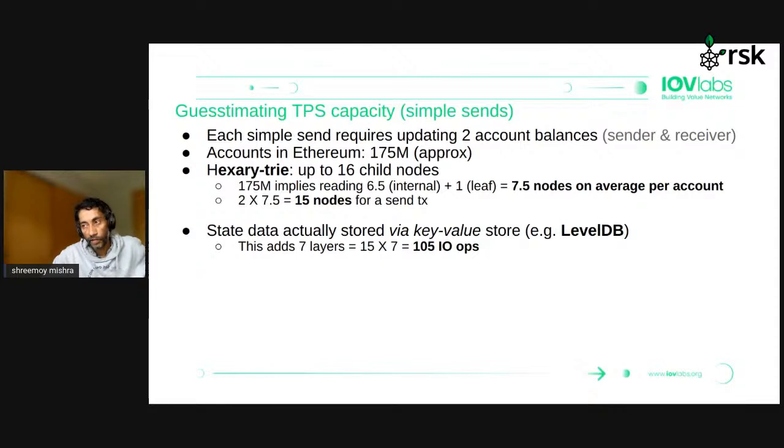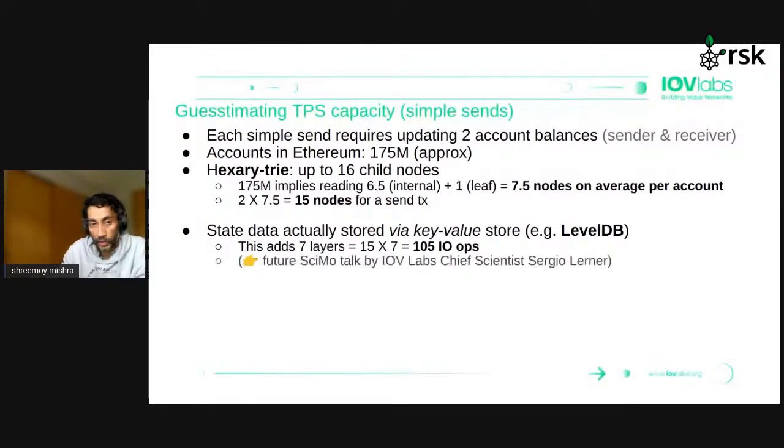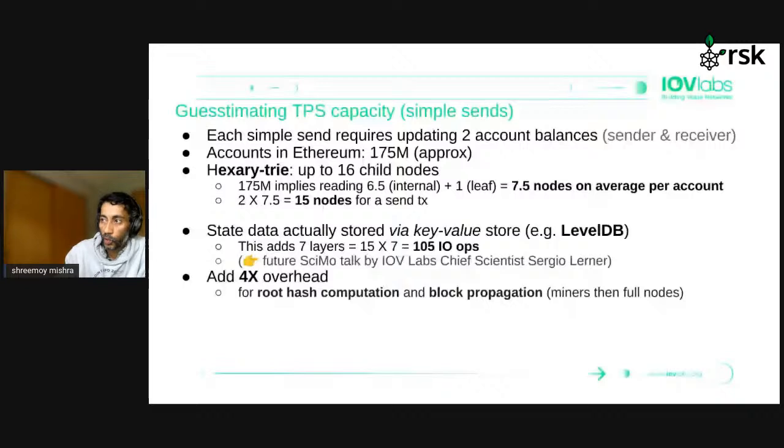Now I should remind you of a potential future SciMo talk. Our chief scientist, Sergio Lerner, is working on some experiments with LevelDB. And so there are some optimizations that we may be making in RSK in the future. But for now, just recall that for a simple send transaction, we want to read the sender's node and the receiver's node. That's a total of 15 nodes, counting internal nodes to get down the path in the tree.